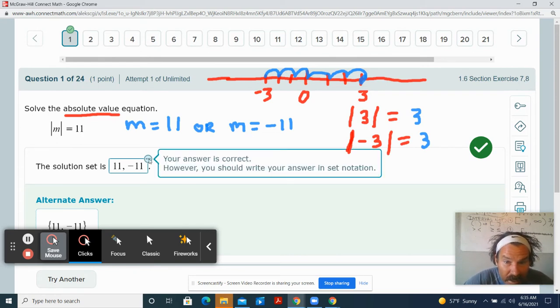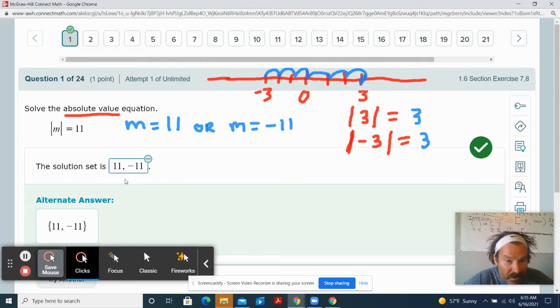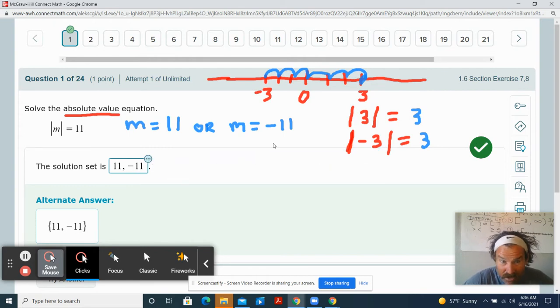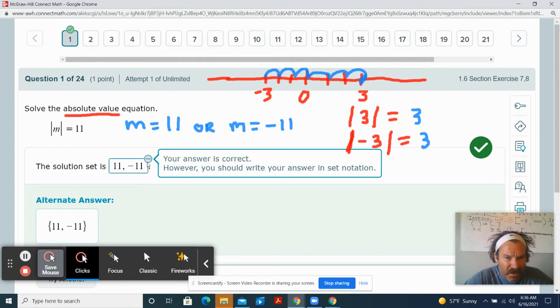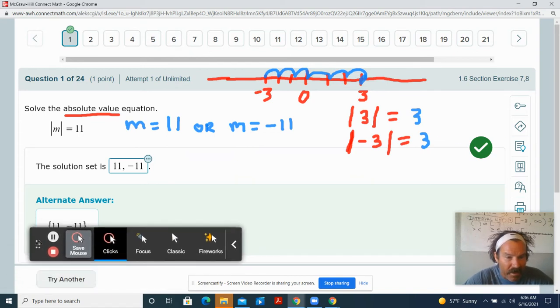What's this say? They want it written in set notation. Let's take a look at what the alternate answer is. That's the same thing. I'll write the next one in set notation, but it's still giving me the green check mark. So these little dots here are just kind of like suggestions. As long as you get the green check mark, you'll be 100%.